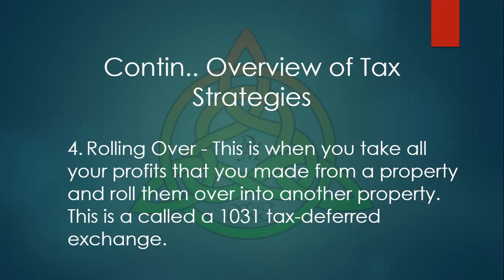The last thing is called rolling over. And this is what we call the magic tool, basically, in real estate. Rolling over is when you take all your profits that you made from a property and roll them over into another property. This is called a 1031 tax deferred exchange.